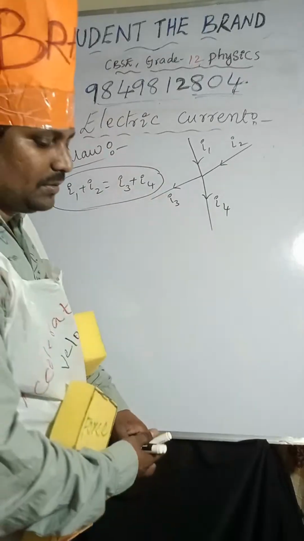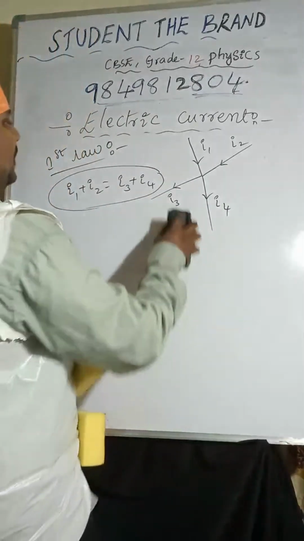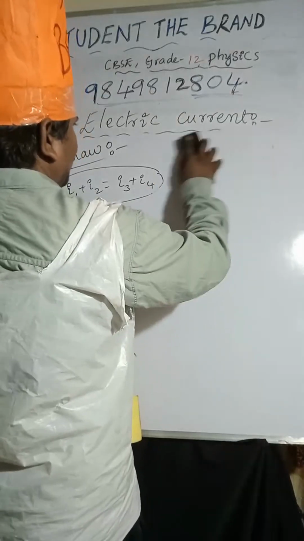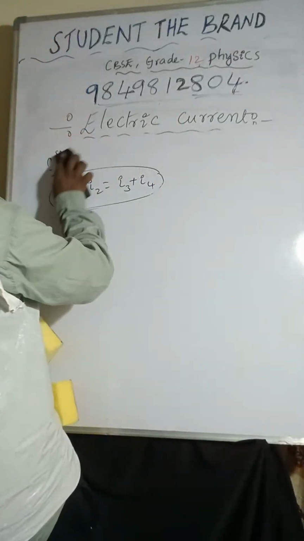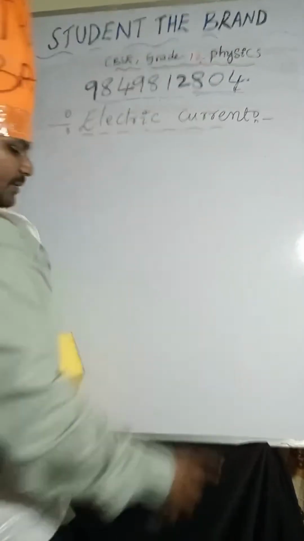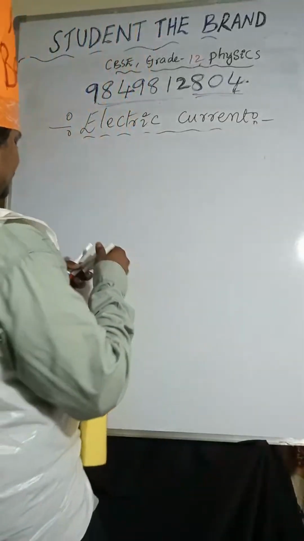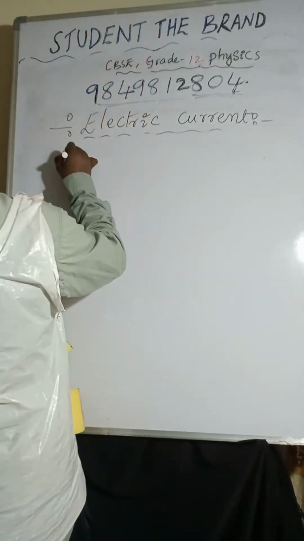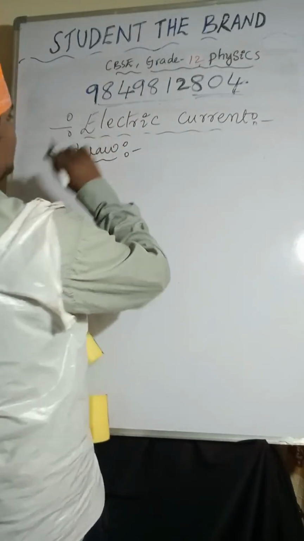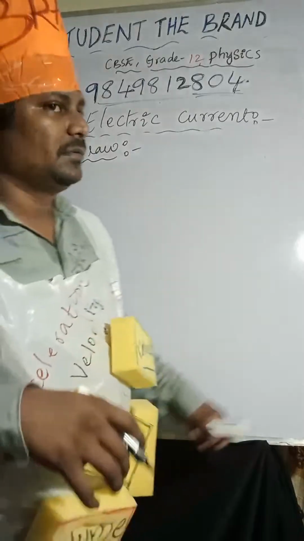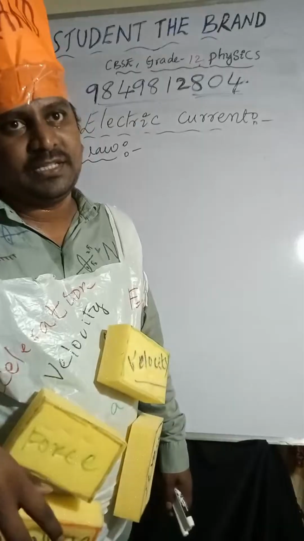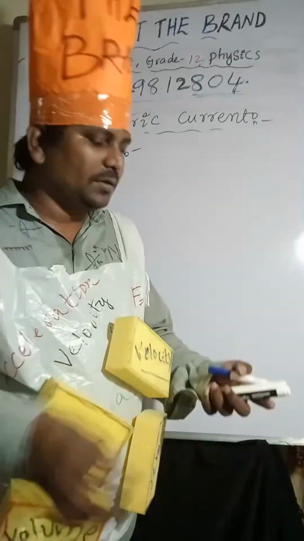Now loop law. Loop law is very important. Both Kirchhoff's first law and second law are very important. So this is about the first law. Coming to the second law: the algebraic sum of all the potential differences in a closed loop is equal to 0.